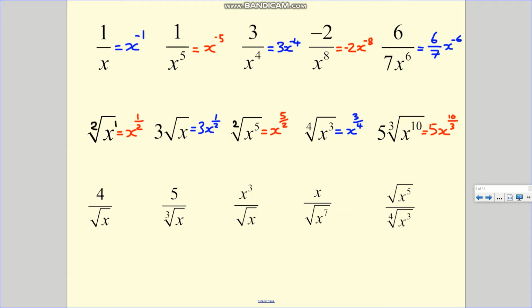And then finally, I've just thrown absolutely everything at you here. 5 is our multiplier that stays in front. 10 is the top of the fraction, and 3 is the bottom of the fraction. So you get 5x to the power of 10 over 3.